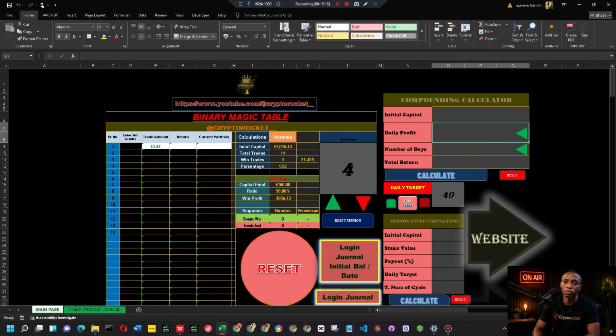And if you click reset, everything will wipe off. And this one too, I click on reset, everything wiped off. I click on reset here, everything will wipe off.